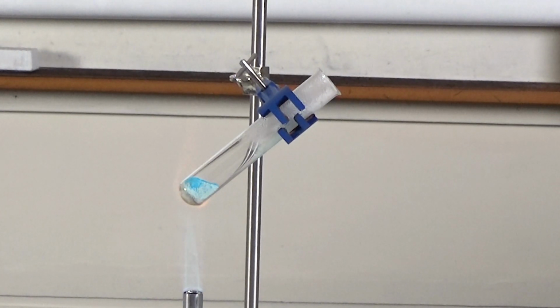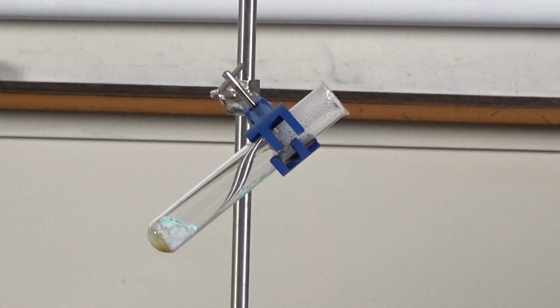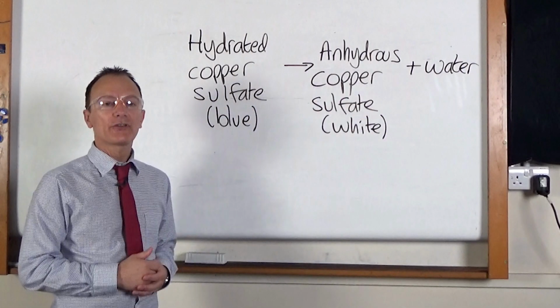Notice how it's producing steam, and also there's some condensation on the cooler part of the test tube. The blue copper sulfate has turned into a white form of copper sulfate. This is the reaction we've just seen.